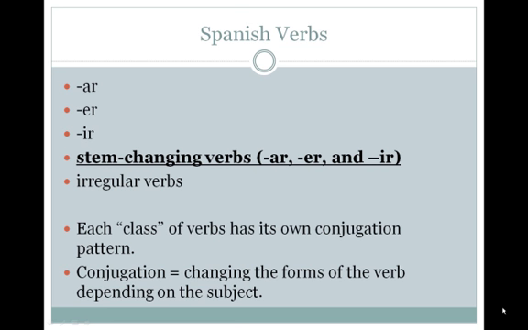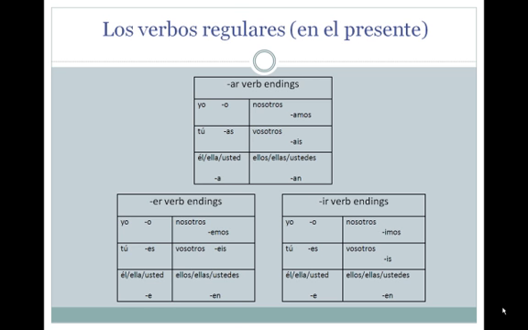So remember, we said before that each class of verbs has its own conjugation pattern. Conjugation means changing the forms of the verbs depending on the subject. A little more review about los verbos regulares en el presente. The AR verb endings that you've previously learned are o, as, a, amos, áis, and an. The ER verb endings: o, es, e, emos, éis, en. And IR verb endings: o, es, e, imos, ís, en.